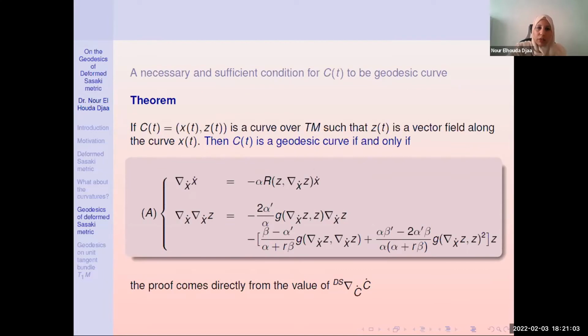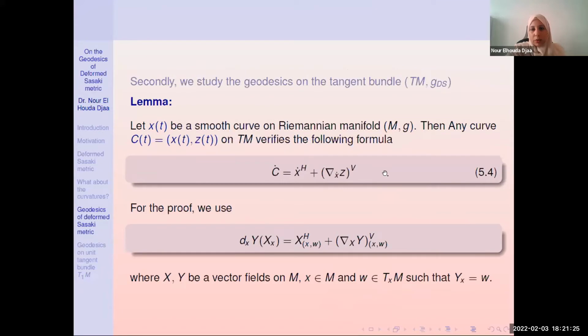Next, we try to give a necessary and sufficient condition for C(t) to be geodesic, and we found that C(t) is a geodesic curve if and only if the system A is verified. For the proof, we use the value of nabla along C of C point, and of course, don't forget to replace C point by this formula, right?